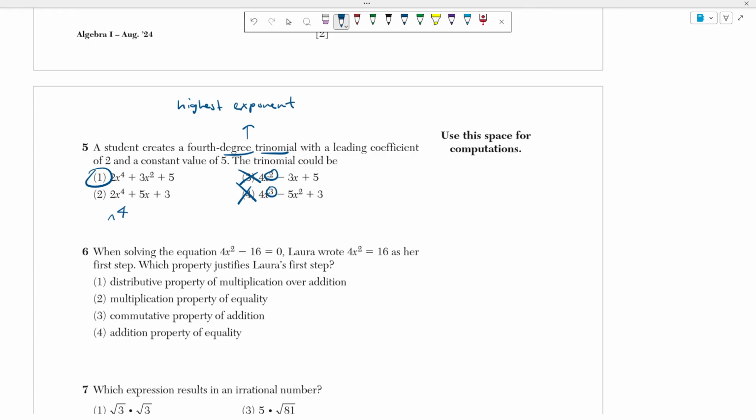And the correct answer is 1 because it has a constant value of 5. Both of these have a leading coefficient of 2, which is just the first number in the expression. But choice 2 has a constant value of 3, whilst choice 1 has a constant value of 5. If you're asking what the constant value is, it's the value without x at the end of it.